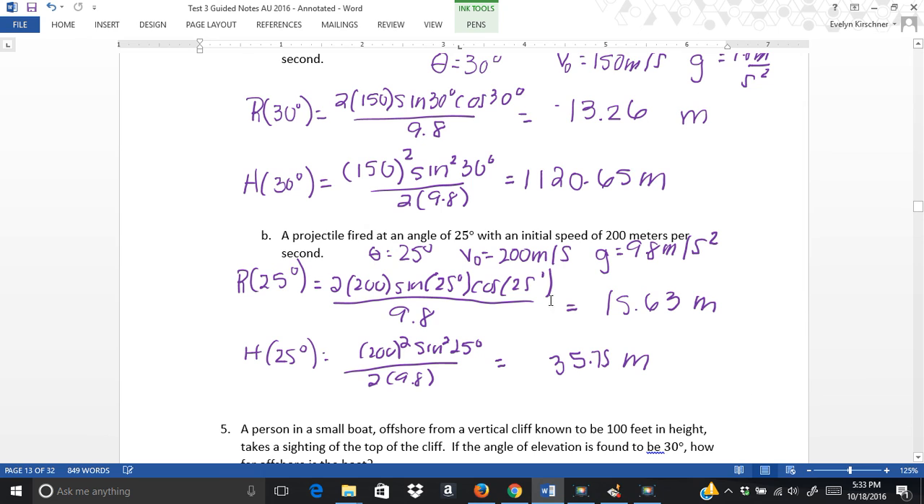Okay, so go ahead and check. You should have had a theta of 25 degrees, an initial velocity of 200 meters per second, and your range should have this equation, and your height. That one is 15.63 meters and 35.75 meters.